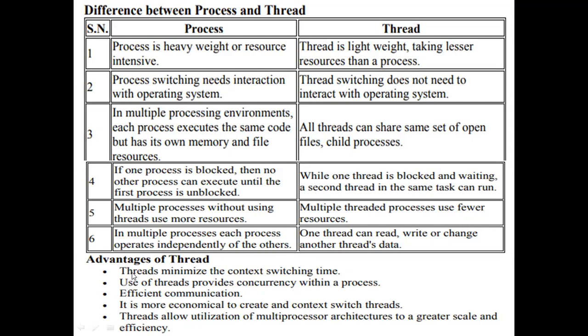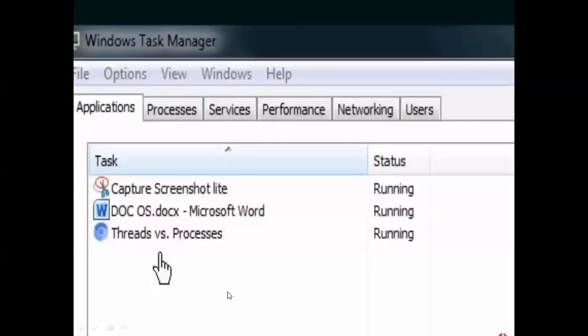CPU utilization. The use of threads also provides concurrency within the process, and it also provides efficient communication among the processes. It is also economical to create threads and use the context switching techniques. Threads also allow the utilization of the multiprocessor architecture to a great scale and efficiency.